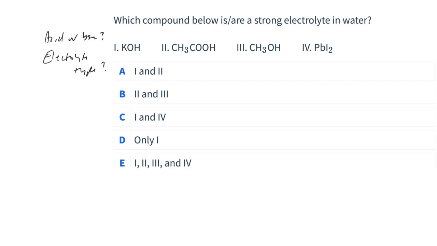Okay, so let's take a look at this one here. The question is asking which compound is a strong electrolyte in water. So generally what you might want to think is, is it an ionic compound or molecular? So you might even address the IC versus MC. So let me switch pen colors. KOH is obviously an ionic compound. Is it water soluble is the next question. It is water soluble. Everything containing potassium is water soluble. So this is a water soluble ionic compound, so this is definitely a strong electrolyte in water.